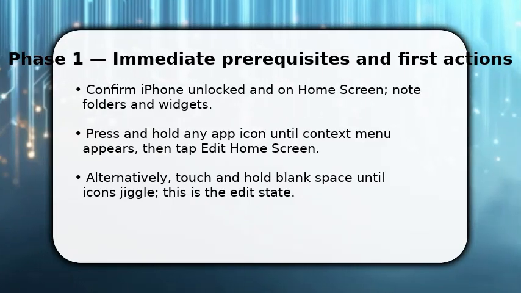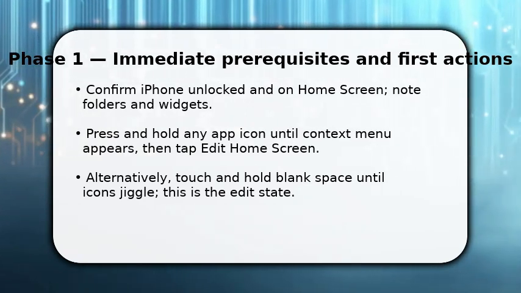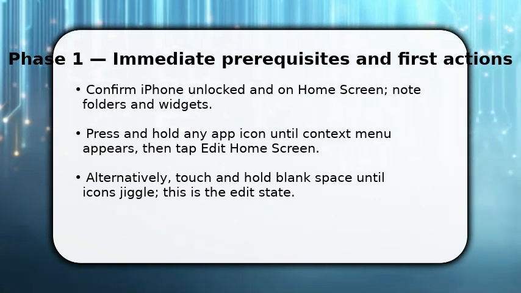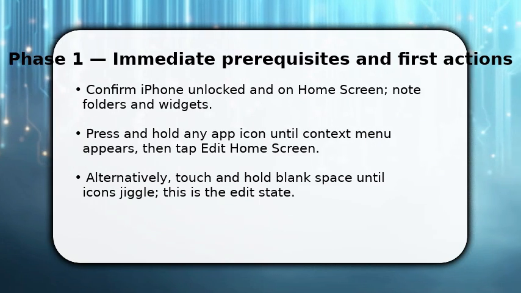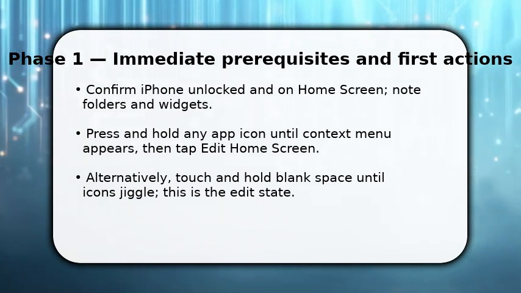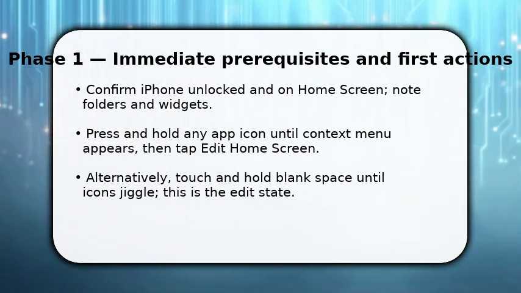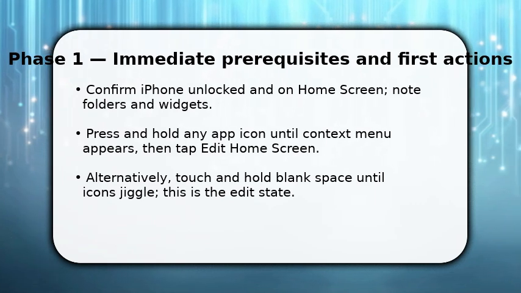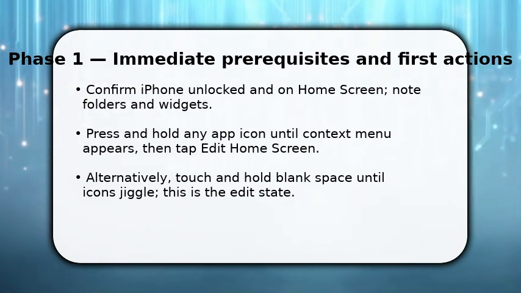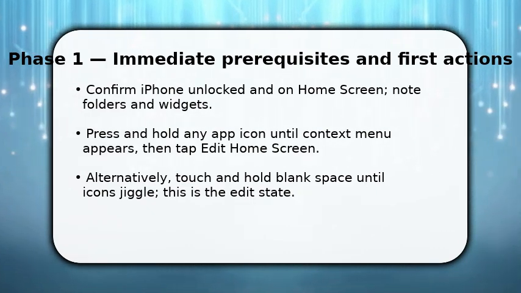You start now by making sure your iPhone is unlocked and displaying the home screen, because you need direct access to icons and folders. Press and hold an app icon. When the context menu appears, choose Edit Home Screen, or simply press an empty area until icons jiggle. This puts you in edit mode. You do this because only the jiggle state allows rearranging and removing layout locks. Once in edit mode, make sure to identify the locked folder or icon positions before moving anything.